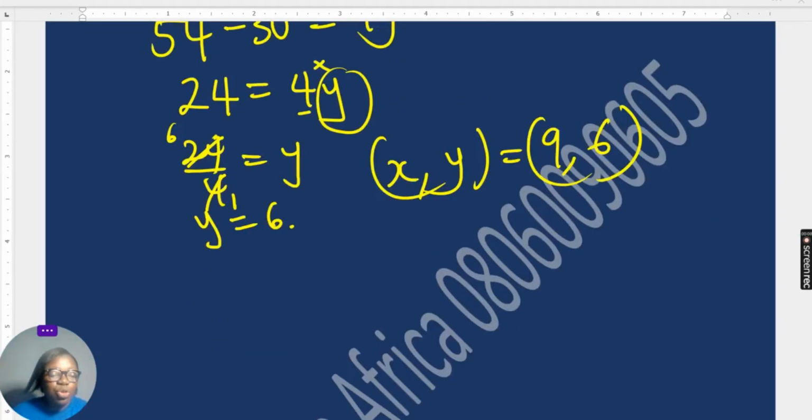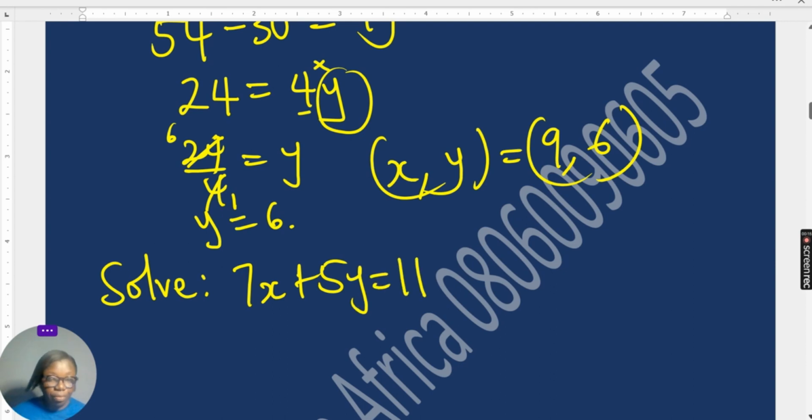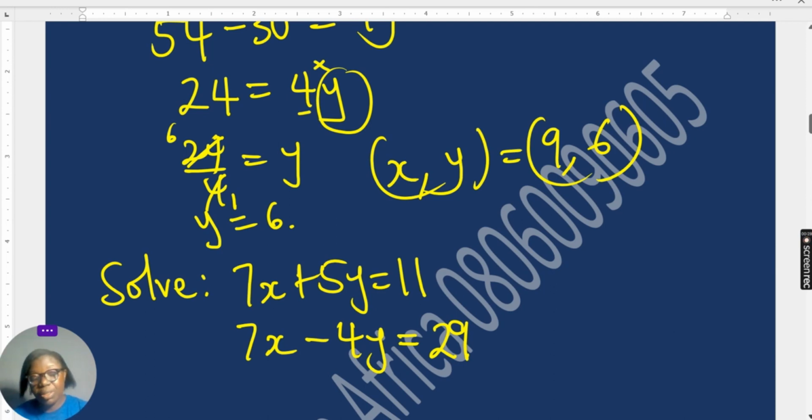So this is how to use the elimination method to solve simultaneous equations. Now, I want you to solve this by yourself. Let's test your knowledge to see if you have learned. So you have this to do. Try this out by yourself using the elimination method, and I'll be glad if you do it very well.